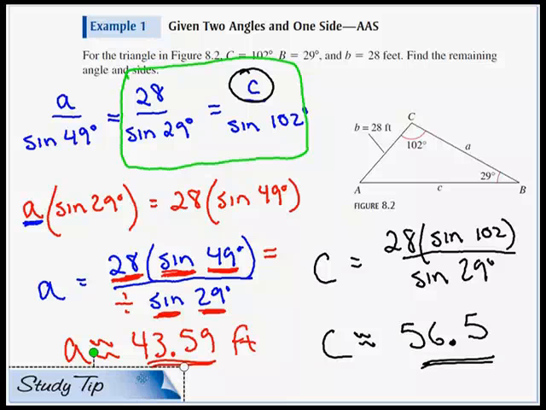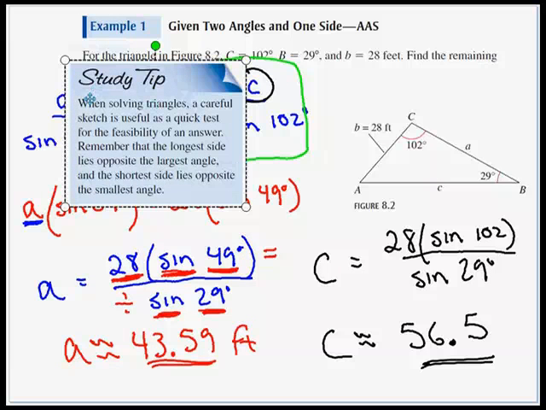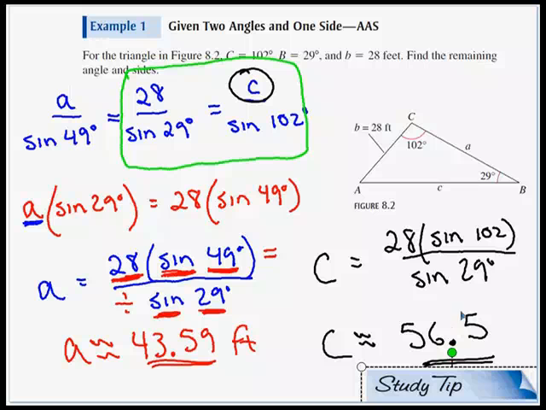And let's see here, we have a little study tip. It says, when solving triangles, a careful sketch is useful as a quick test for the feasibility of an answer. Remember, the longest side of a triangle lies opposite the largest angle, and the shortest side lies opposite the smallest of the angles. So after you solve a problem, if you have a little sketch, make sure the biggest side is across from the biggest angle. The smallest side is across from the smallest angle. It might not catch every mistake, but it will catch some of them, most of them.